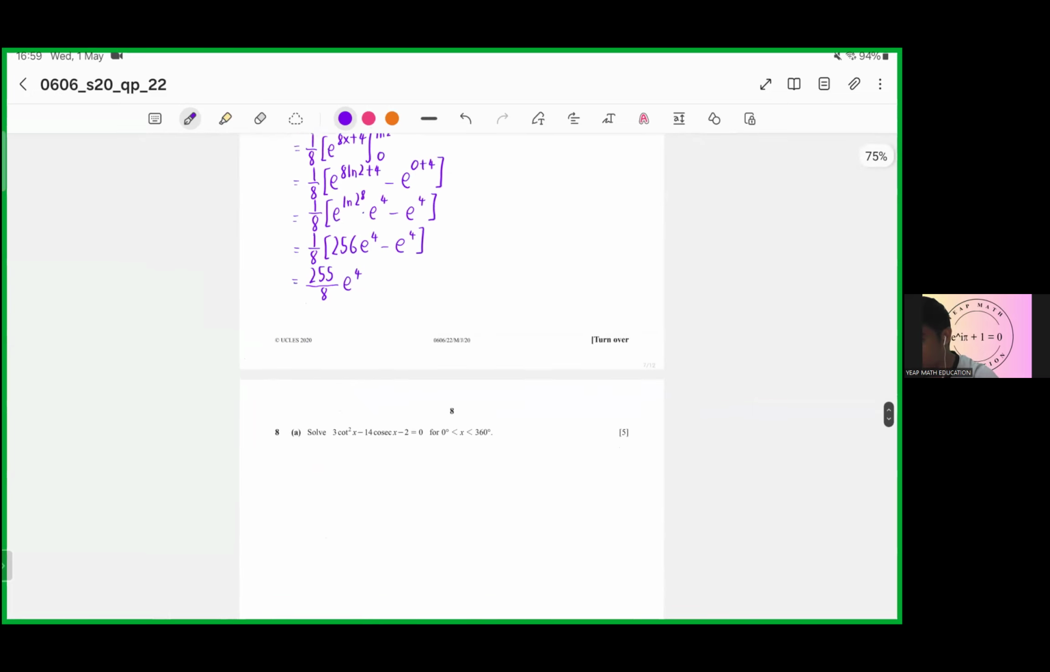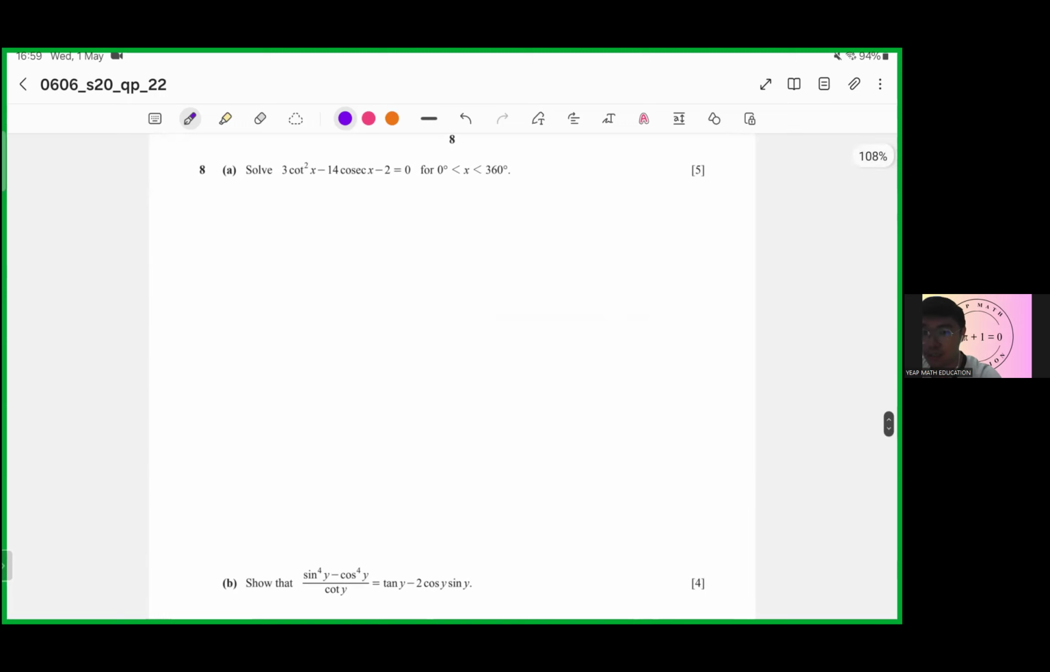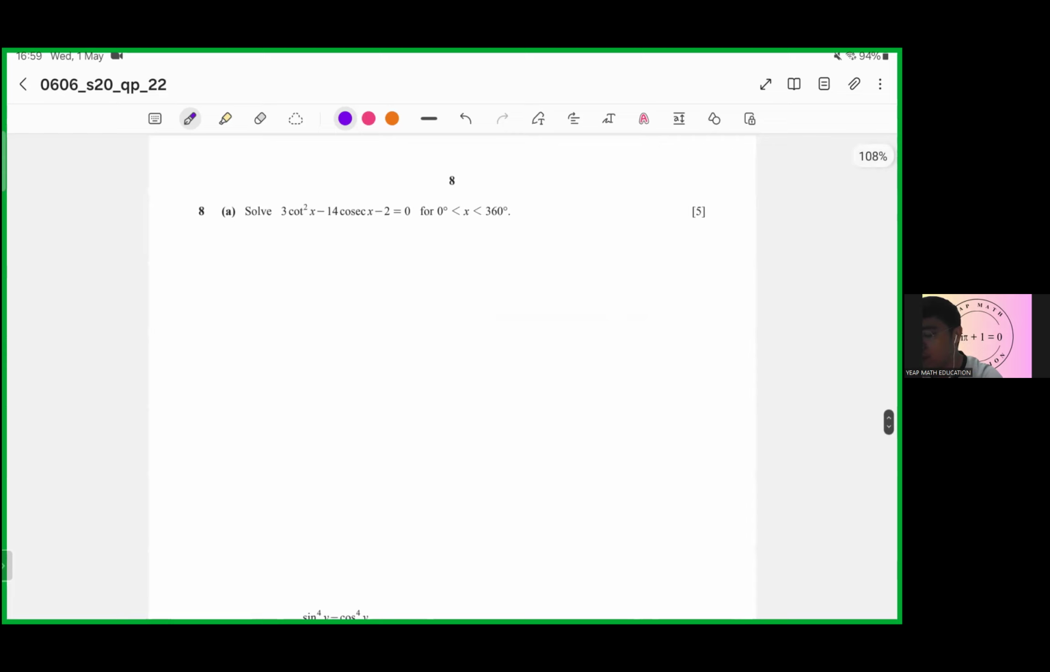Okay, now we look at the next question. Question 8 is asked about trigonometry, solving trigonometric equations. Solve 3 cos squared theta minus 14 cosec theta minus 2 equals 0, for theta between 0 and 360 degrees.